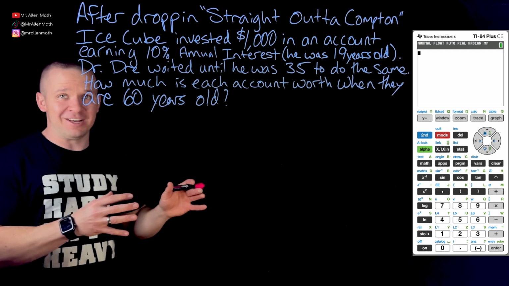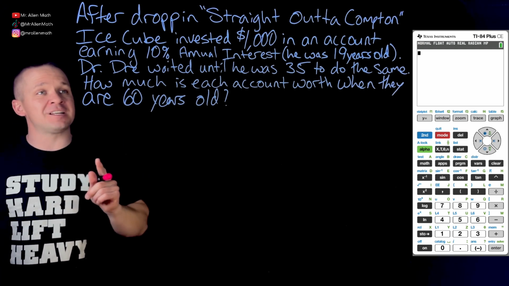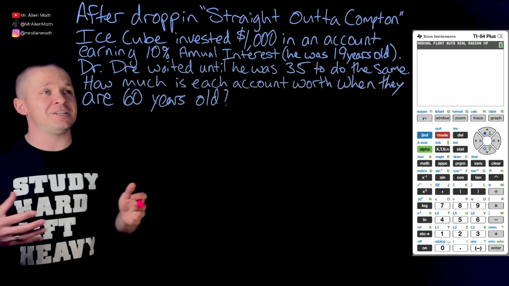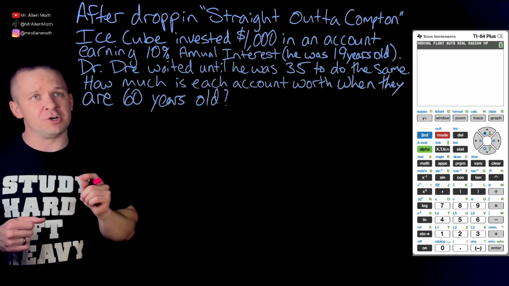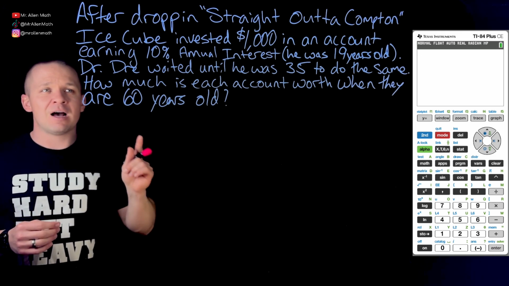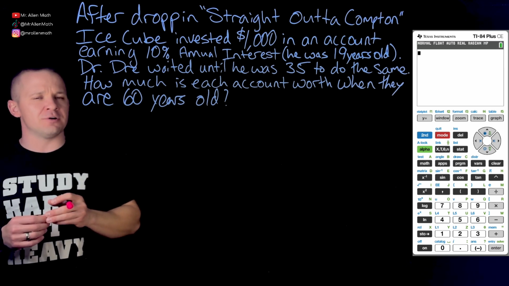the outcome is. So after dropping straight out of Compton, great album, Ice Cube invested $1,000 in an account earning 10% annual interest. He was 19 years old at the time. Very smart move, Ice Cube. Now, Dr. Dre waited until he was 35 to do the same. How much is each account worth when they are 60 years old?